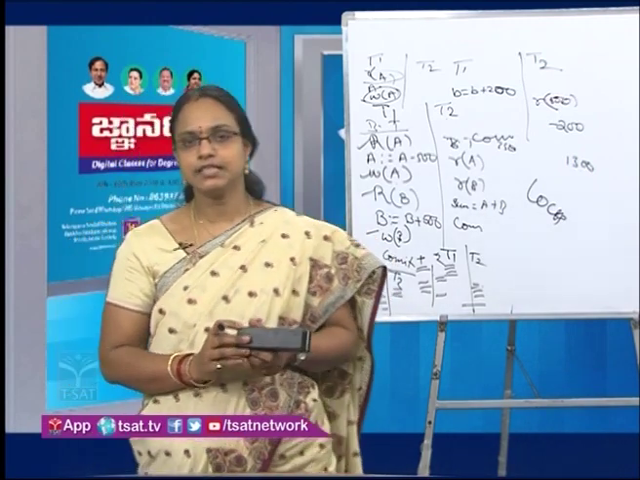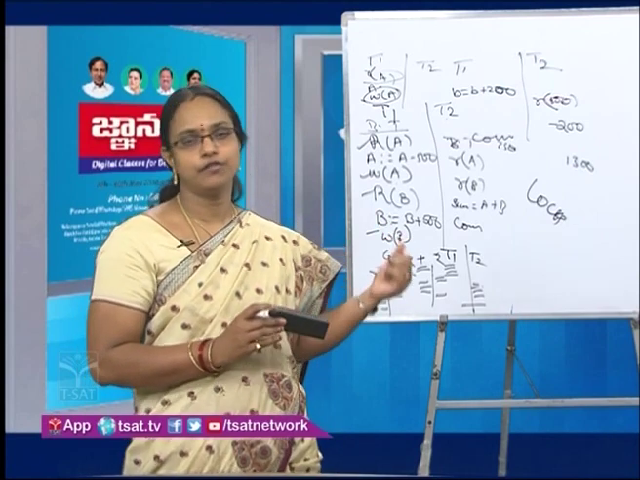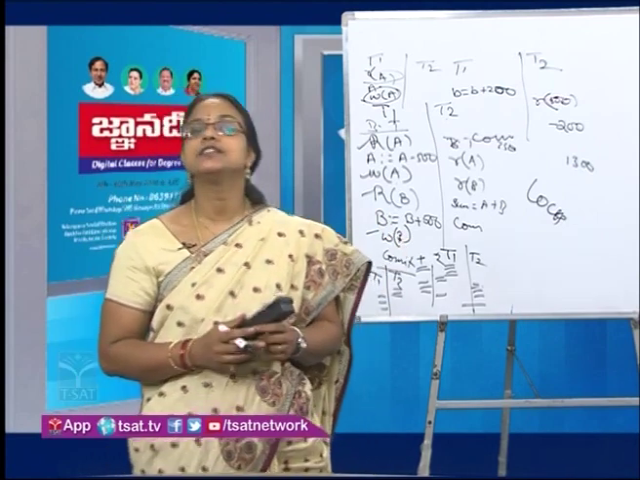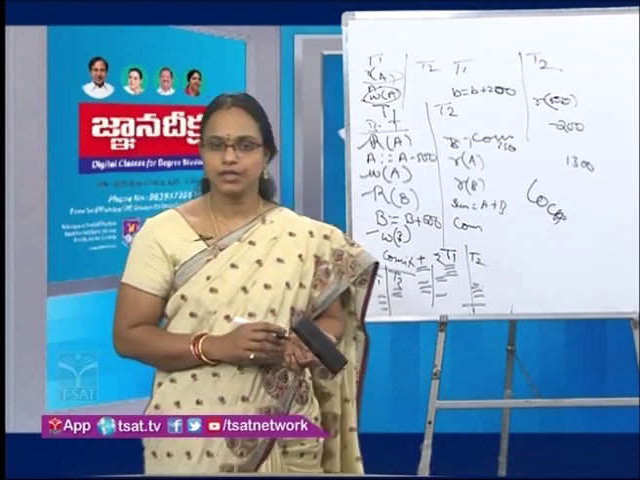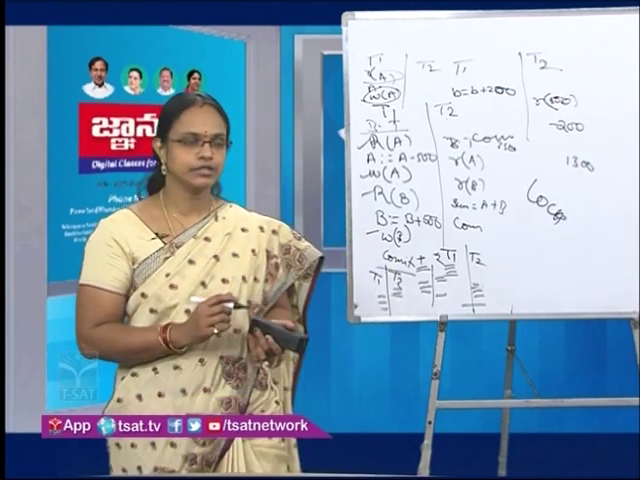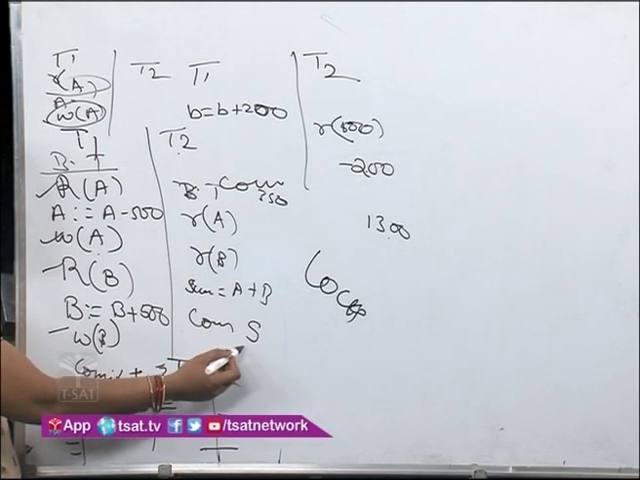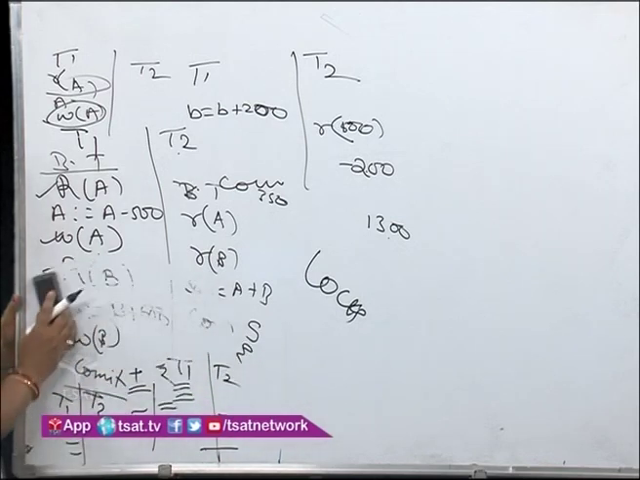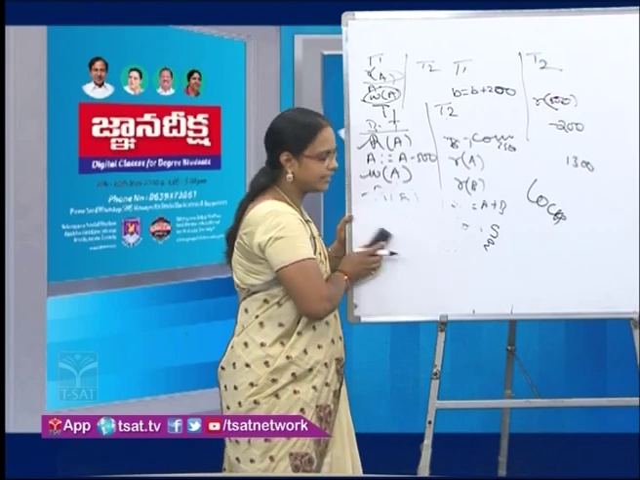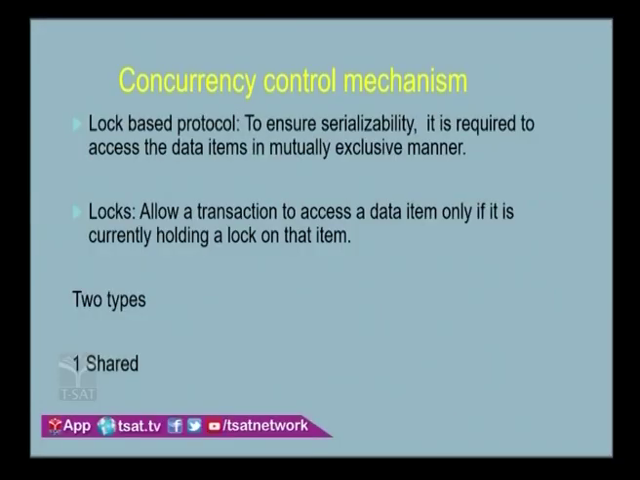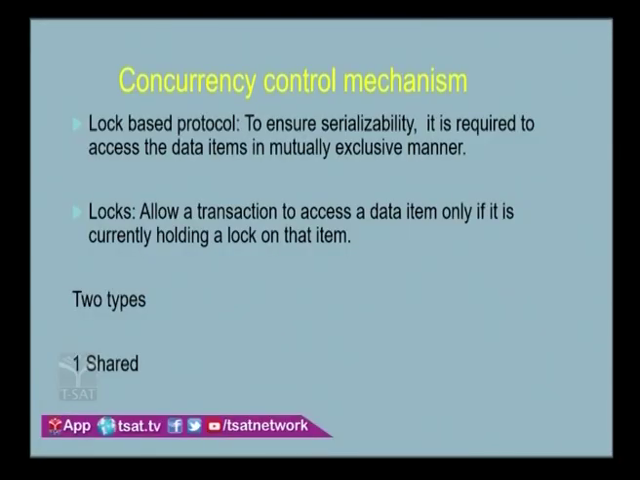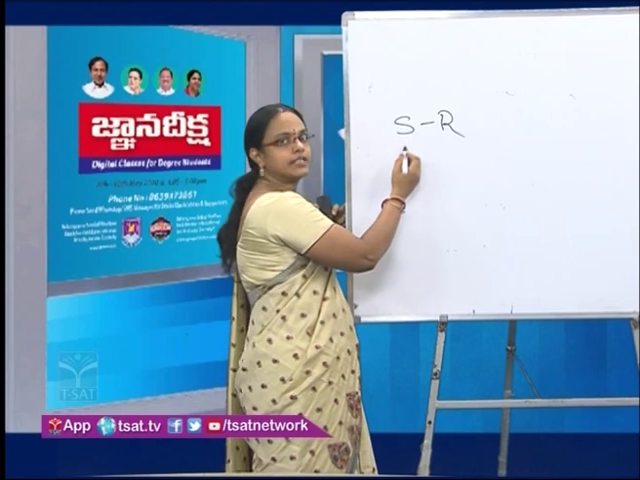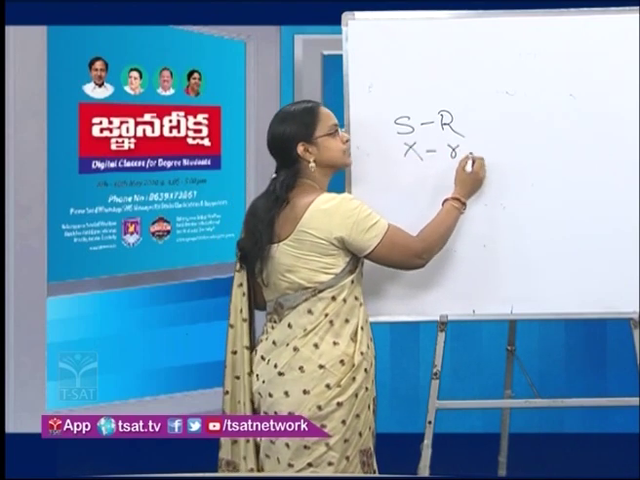Fine. So this serializability can be achieved with the help of the lock-based protocol. What is this lock-based protocol? The lock-based protocol uses two kinds of locks: shared locks and exclusive locks. If you apply a shared lock, you can just read the data from the database object. But if you apply an exclusive lock, you can read as well as write to the database. Shared locks allow you only to read, and exclusive locks allow you to read as well as write.